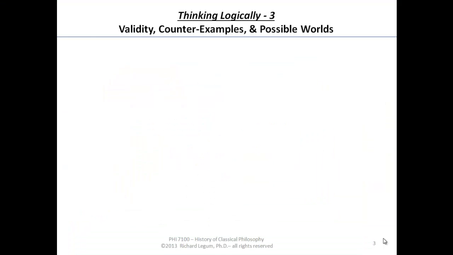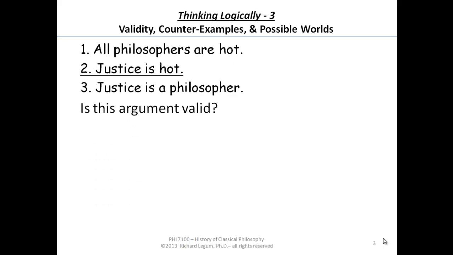Okay, now let's consider an example of an invalid argument. Consider the following one. All philosophers are hot. Justice is hot. Therefore, Justice is a philosopher.